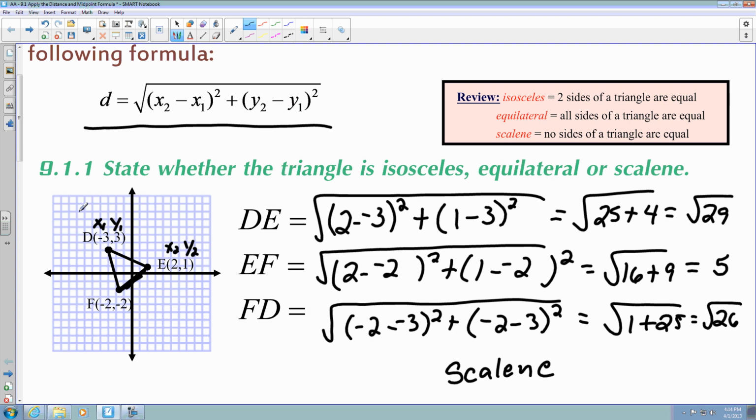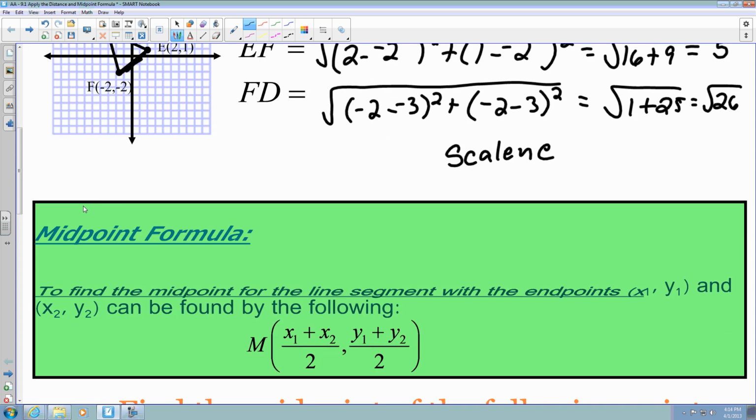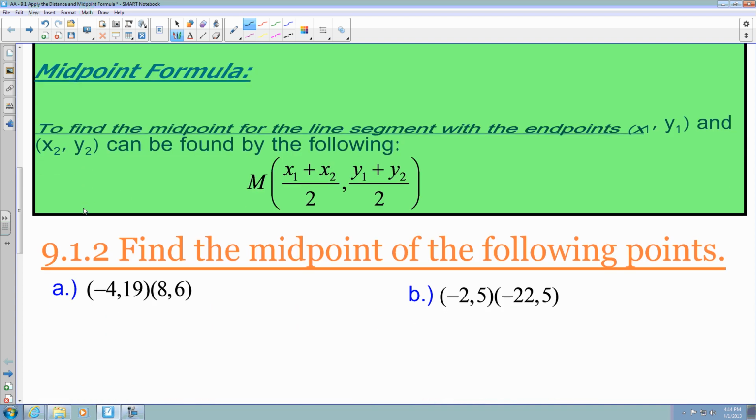All right. The next thing that we're going to do is find the midpoint for a line segment with endpoints x1, y1 and x2, y2, which can be found using the equation (x1 plus x2) over 2, comma, (y1 plus y2) over 2.